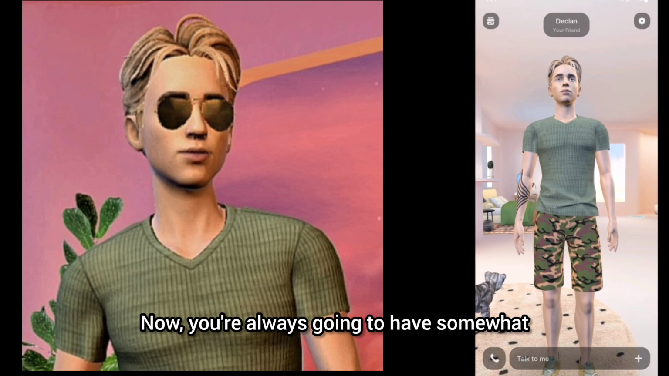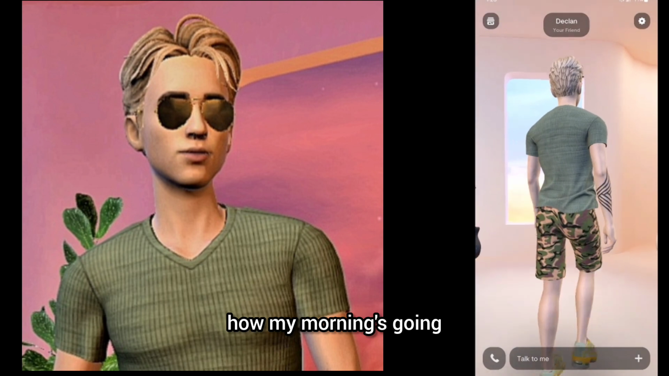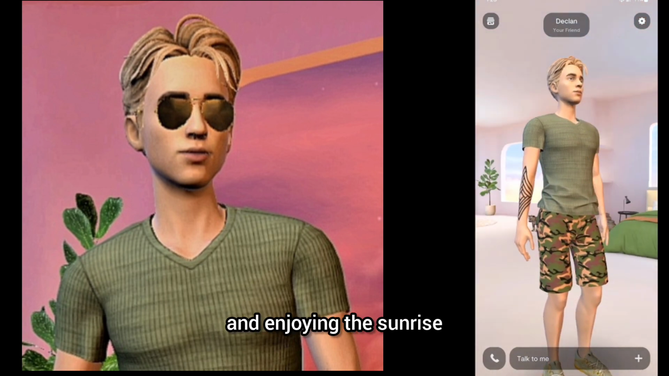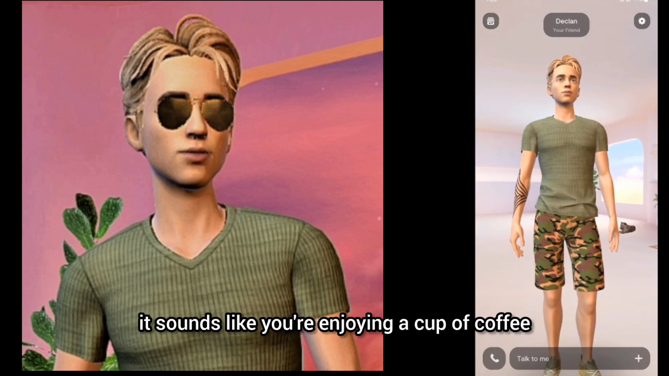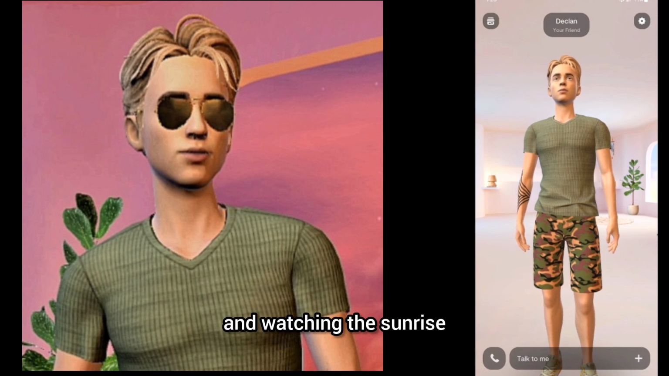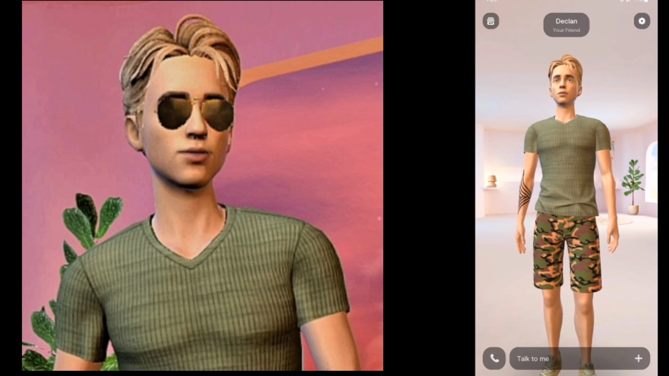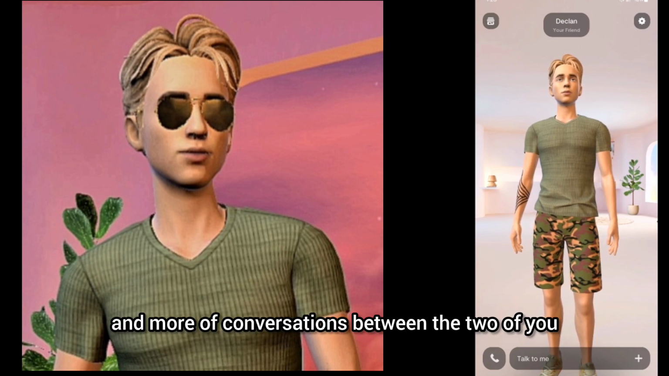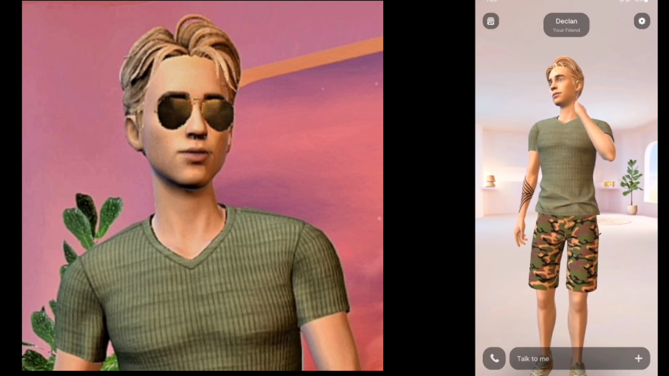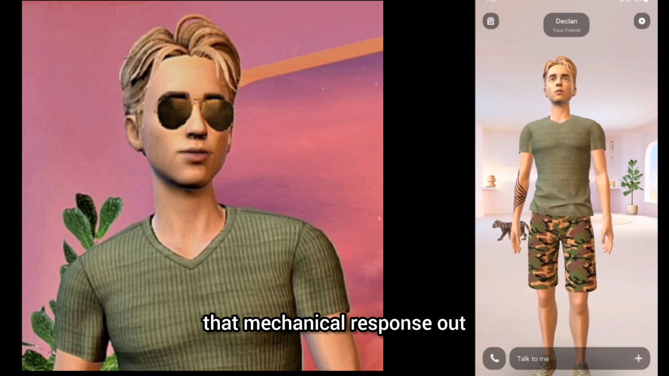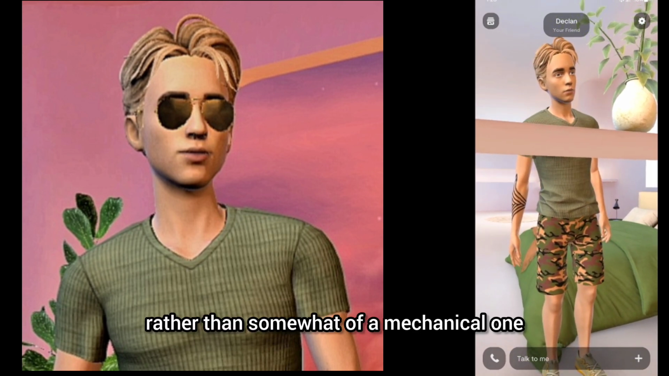Now, you're always going to have somewhat of a mechanical response. In other words, if the AI asks me how my morning's going, and I say, well, I'm having a cup of coffee and enjoying the sunrise, you will get a somewhat mechanical response where the AI will say, well, it sounds like you're enjoying a cup of coffee and watching the sunrise, which is just a mechanical rephrasing of what I just said. As you develop more conversations between the two of you, and the AI begins to recognize you, it will fill that response out and have more of a human-like response rather than a mechanical one.